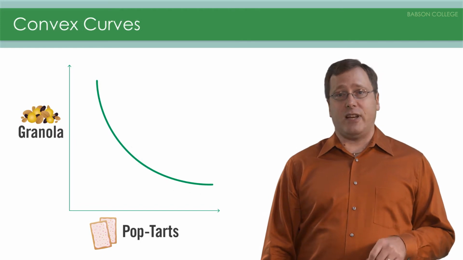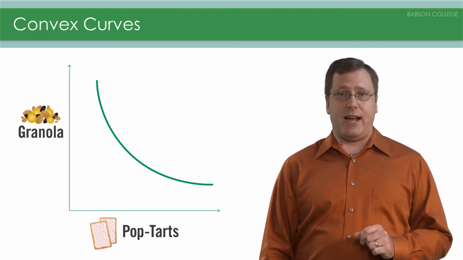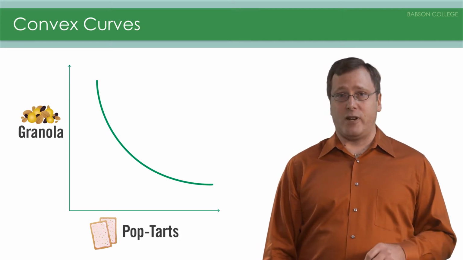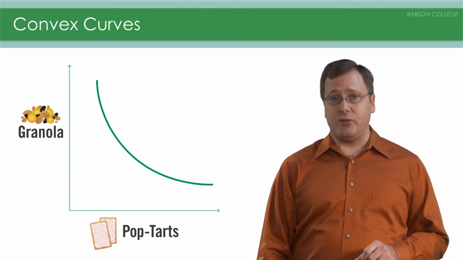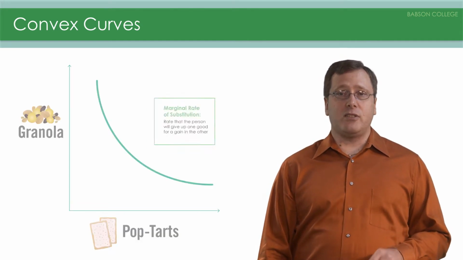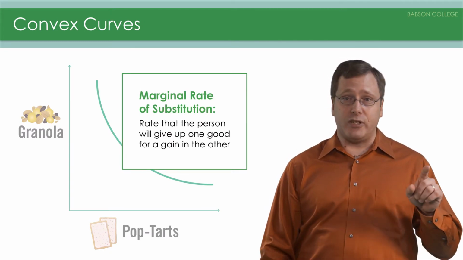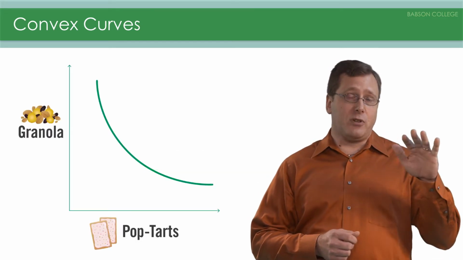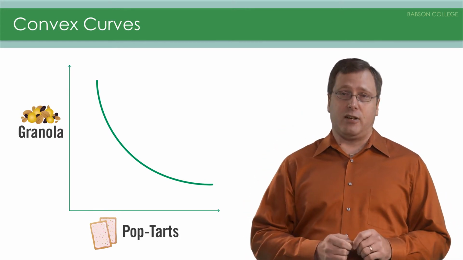Indifference curves are convex to the origin, meaning that they bow inward towards the origin, like this graph. Think about what this says about the products and their relationship to one another. When the curve is convex, that means the marginal rate of substitution is changing. Remember that the marginal rate of substitution is the rate that the person will give up one good for a gain in the other. In our example, it will be the amount of granola that a person gives up for more Pop-Tarts while keeping total utility constant.